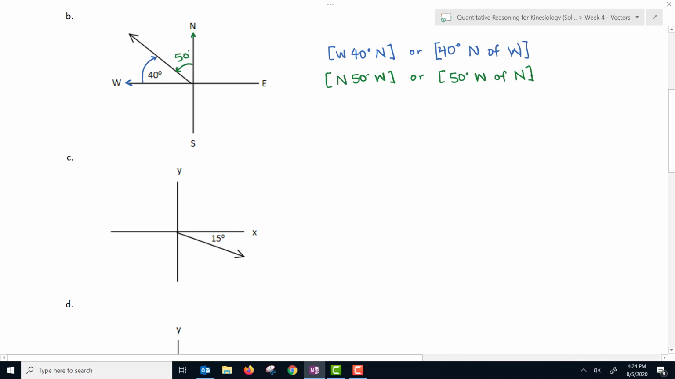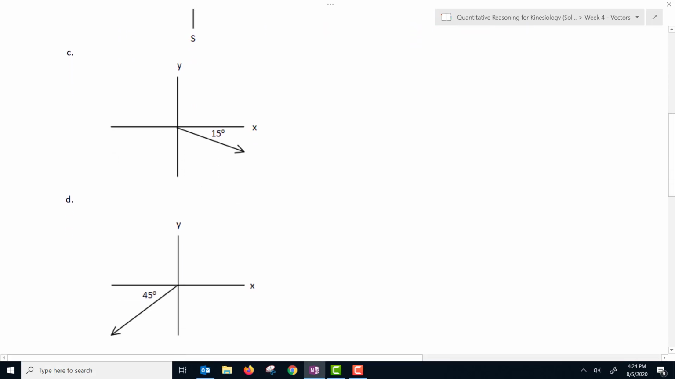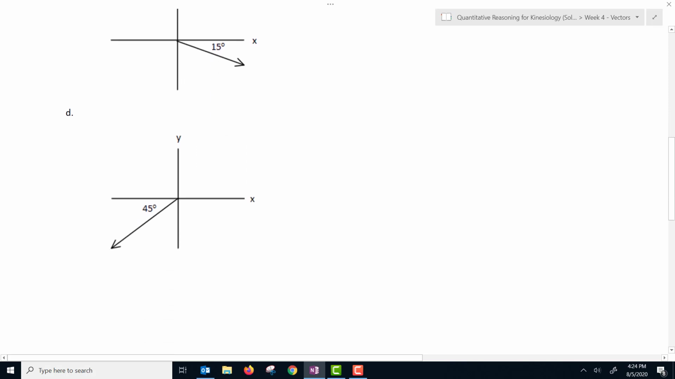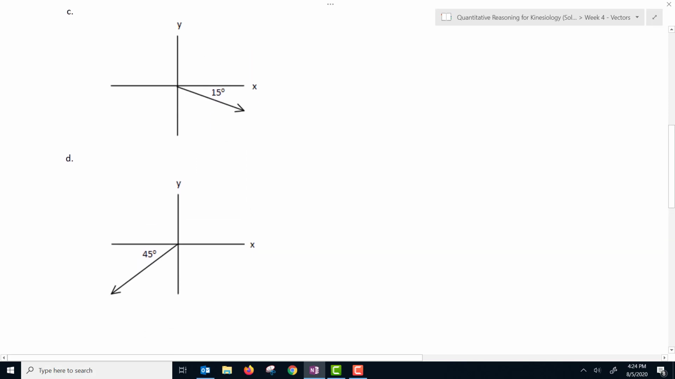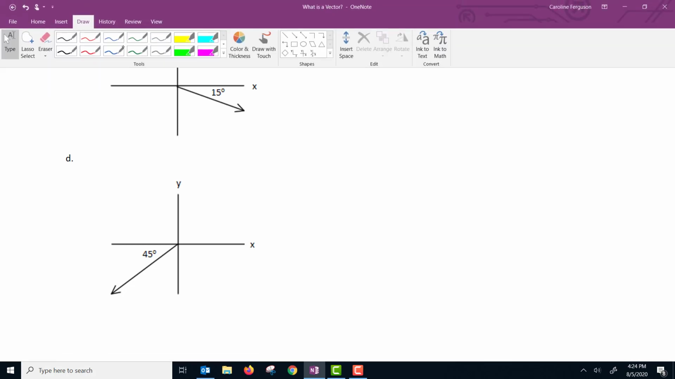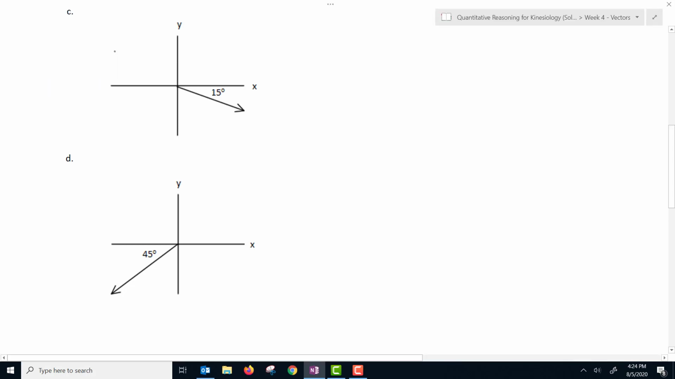Okay, so all four of these are acceptable answers. All right, now let's move on to C and D, and notice that in C and D we don't have northeast, southwest anymore. We have X and Y axes. So here it's a little bit different. We're not going to say 15 degrees south of east or east 15 degrees south, because I didn't tell you that this is east over here and this is south. And if that wasn't told to you, you can't just assume it.